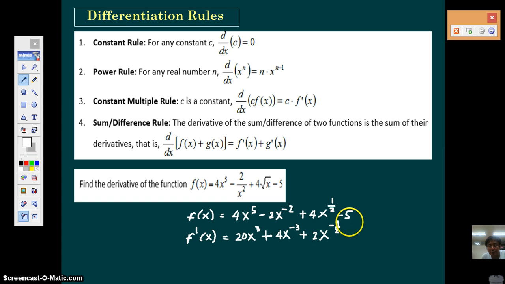Now the derivative of negative 5, which is a constant of course, is 0. So this is the derivative. All you need to do is to write this without negative exponents. So you have 20x cubed plus 4 over x cubed, and then plus 2 over x to the positive 1/2, which you know is square root of x. So the derivative is applying all the 4 rules.